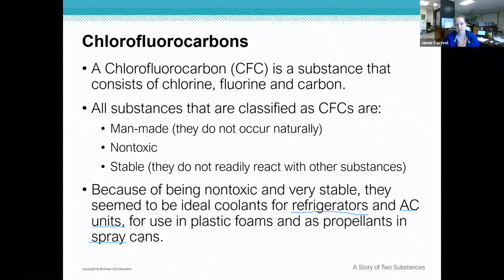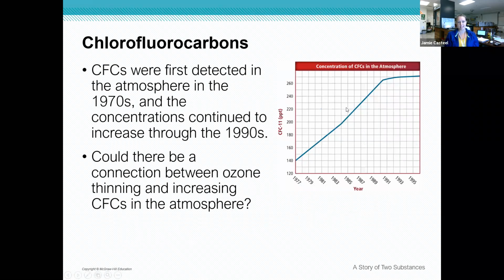They're also used in spray cans. So think of your aerosol cans that, you know, you're spraying hairspray, you're spraying Lysol. Any of those use CFCs to help propel the droplets out of the can. Awesome. So we have CFCs. We make these CFCs and then we start finding them in the atmosphere in the 1970s. And the concentrations increased over time.